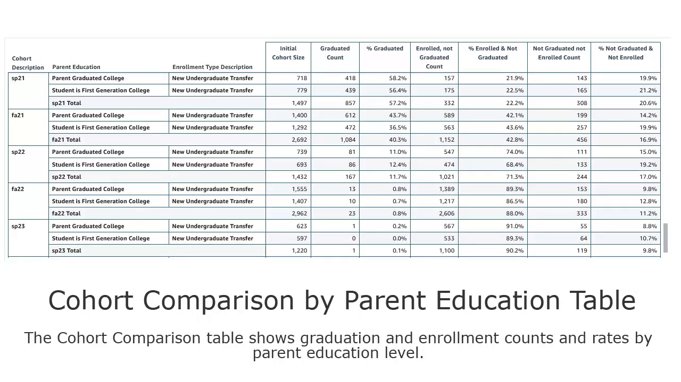In the table, I can see additional details, including that for the Spring 2021 cohort, there are 143 new undergraduate transfer students whose parents graduated college that are not graduated and not enrolled. And there are 165 students who are the first generation to attend college that are not graduated and not enrolled.